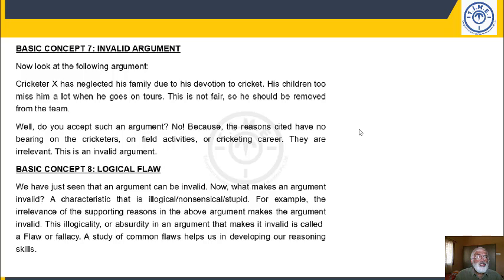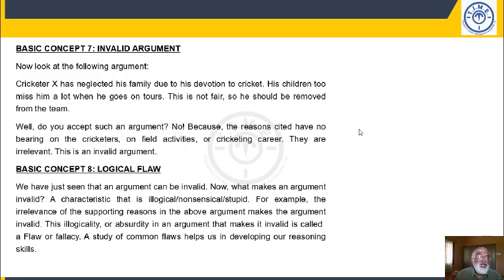You don't remove people from the team because his children are going to miss him. Okay. Now, let's look at something else. Cricketer X has neglected his family due to his devotion to cricket. His children too miss him a lot when he goes on tours. He misses his children such a great deal that he's not able to focus on fielding, bowling, or batting when he's on the field. With these problems, it is not worthwhile keeping him on, so he should be removed.